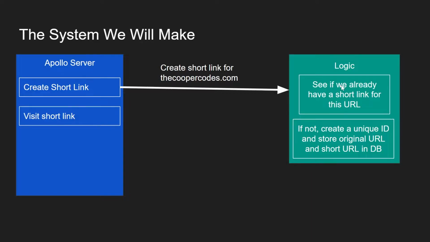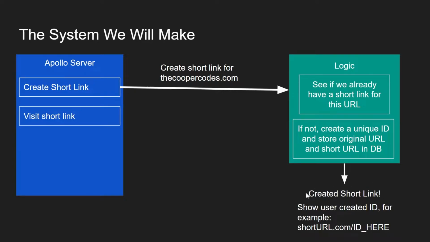First, we're going to see if we already have a short link for this URL. You could imagine if a bunch of people saved a short URL for google.com or something. You don't want to have a bunch of those. You want to see if you already have a URL like that in your database. And so let's say we're the first people to ever save a link for thecoopercodes.com, for example. We're then going to create a unique ID which represents thecoopercodes.com and store the original URL and the short URL in our database. At this point, we've created our short link.